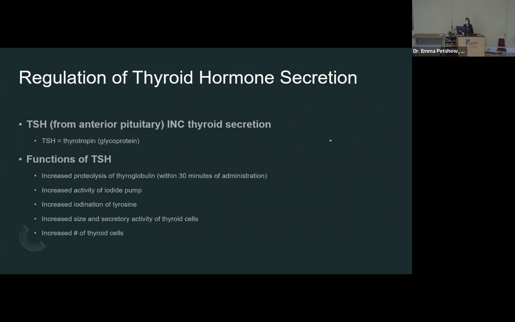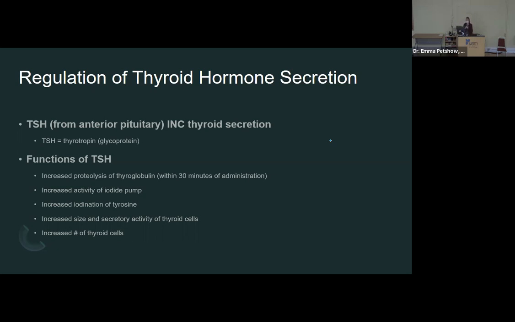So I do want to get to a little bit of regulation. We've talked about this somewhat. So, regulation of thyroid hormone secretion. We talked about how TSH increases thyroid secretion, right? We have TSH, we're going to increase our thyroid hormones. TSH is obviously controlled by TRH, so you have that pathway.